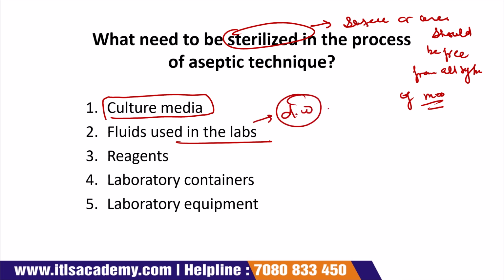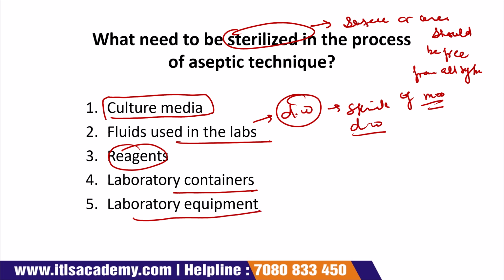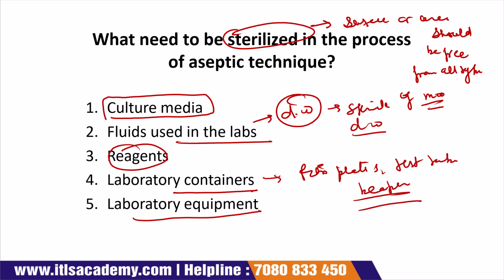In case of the distilled water, we have to use sterile distilled water. Reagent should also be sterile. Laboratory containers should also be sterile, and laboratory equipment. Laboratory container means the Petri plates, the test tubes, beakers, all things should be sterile.